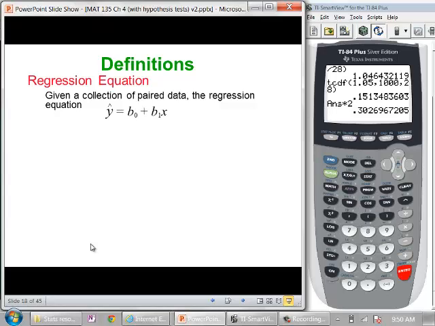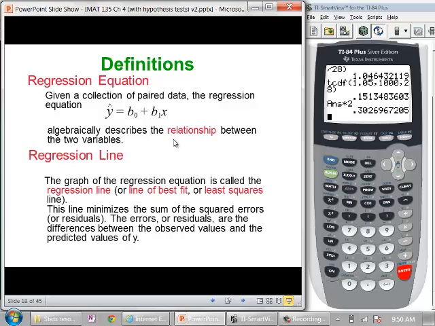Okay, so there's our regression equation again. This is going to just describe the relationship between the two variables that we found. And what this actually does to get the line that best fits the data points is that it looks at the residuals, which is the difference between the predicted values from the line and the actual values that we've observed in our sample. It takes the difference between those and it tries to minimize the sum of the squares of those.